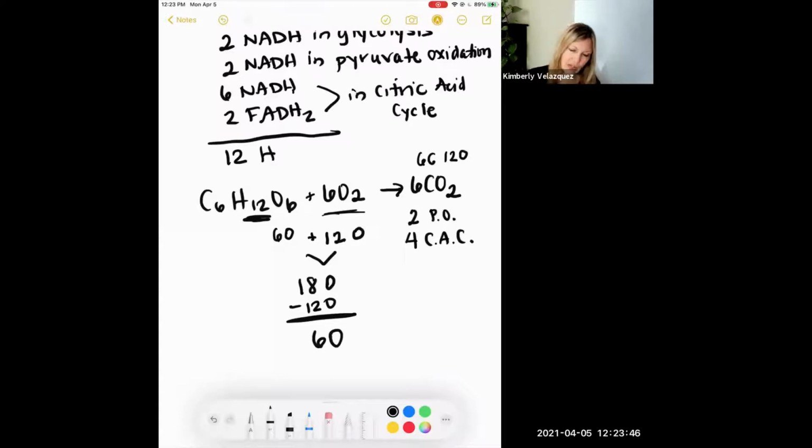So at the end of the citric acid cycle, all the hydrogens have been picked up by electron carriers. Carbon and oxygen have been released as CO2.